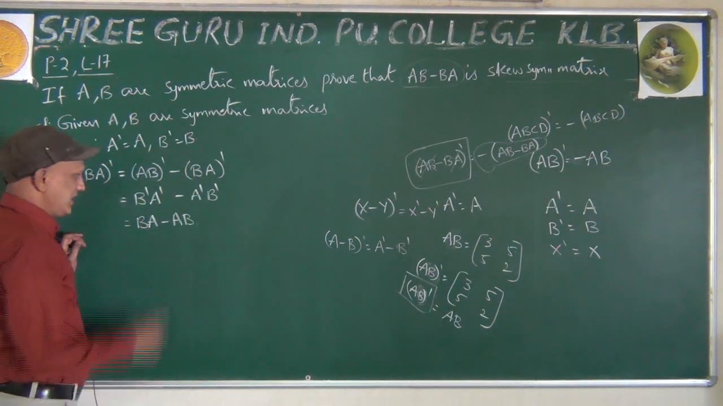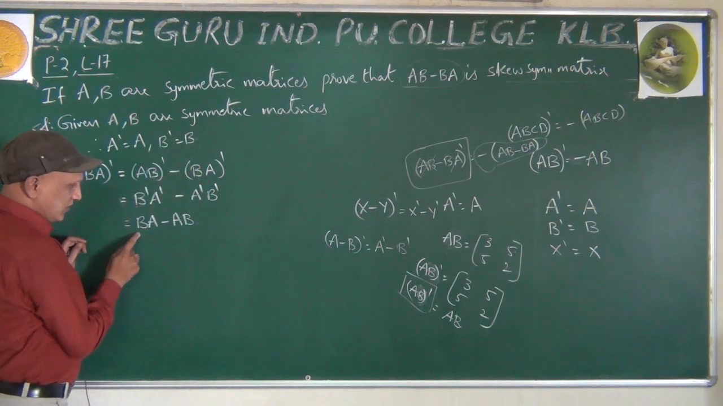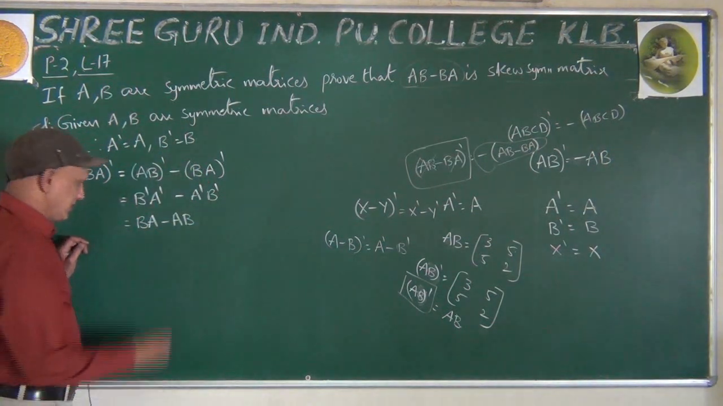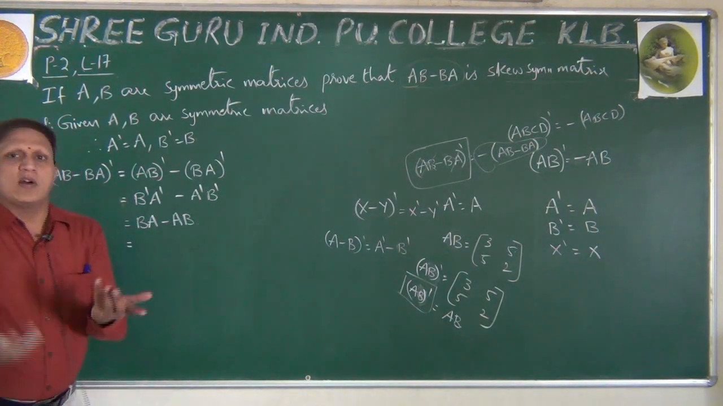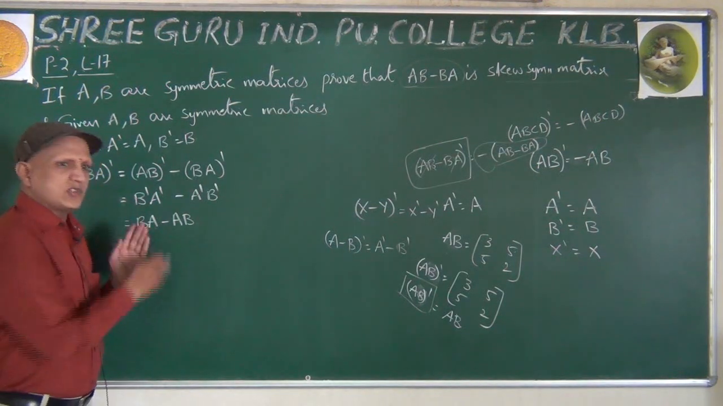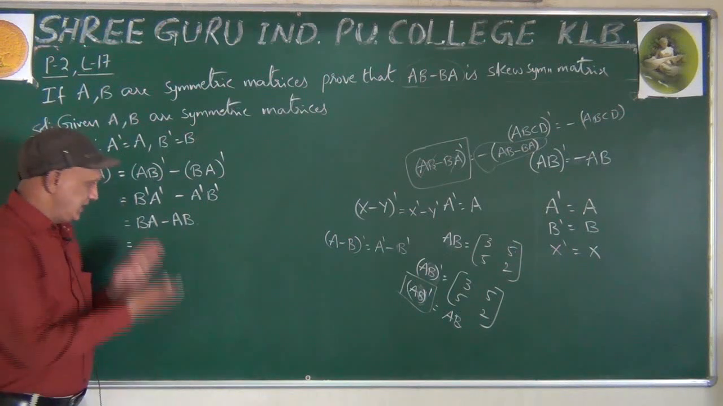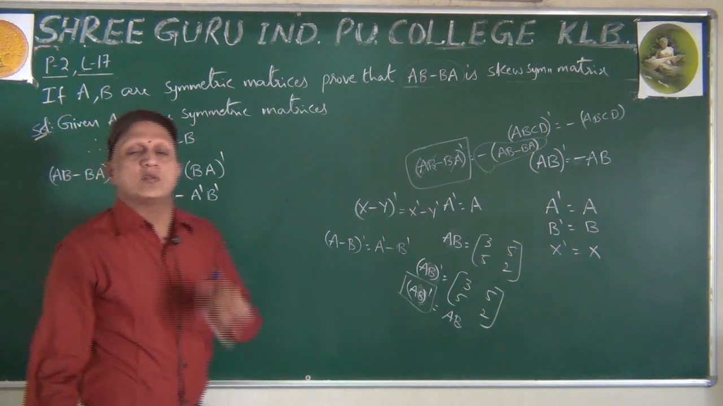A dash equal to A, B dash equal to B. Equals to. Take minus common. Sir, why unnecessarily minus common? It is looking good, but we don't want this one. We want to take minus common. Sir, how should we know that we have to take minus common?